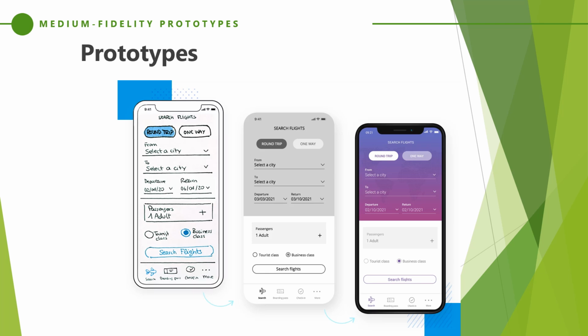The middle one here is the medium fidelity prototype. It's slightly more detailed. It's still rough, but it's closer to the solution. And then the one on the right here, this is a high fidelity prototype. It's much closer to the final. It's going to be very detailed, and of course, is going to be much more time consuming.